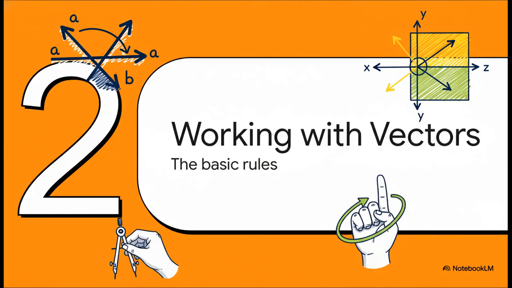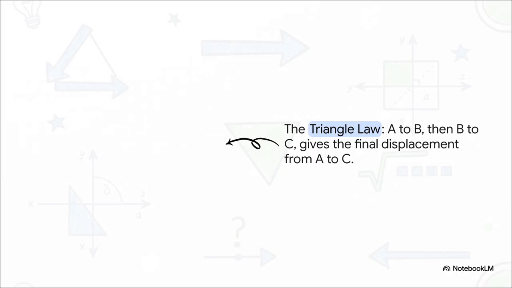So now that we know what these things are, how do we actually play with them? Let's look at the basic rules of the game, starting with addition. You'll need this for a lot of exam questions. And that brings us to the triangle law of addition. Just look at this picture. Imagine you walk from point A to point B, and then from B to C. Now, your final displacement isn't the total path you walked. No, it's the direct straight line path from where you started, A, to where you finished, C. So vector AB plus vector BC gives you the result, vector AC. You're just connecting the start of the first one to the end of the last one.